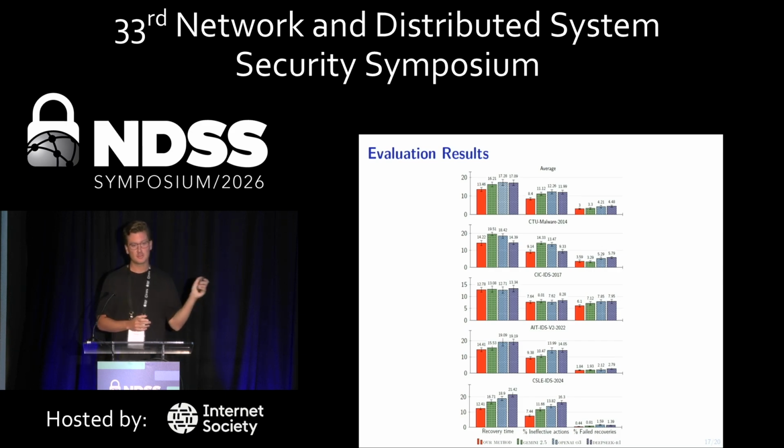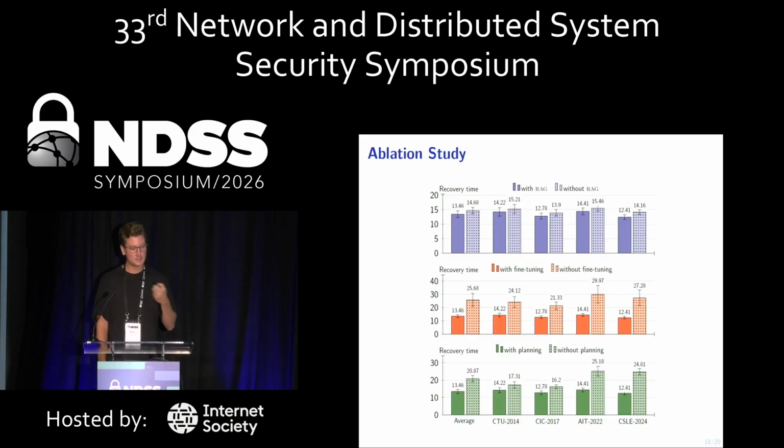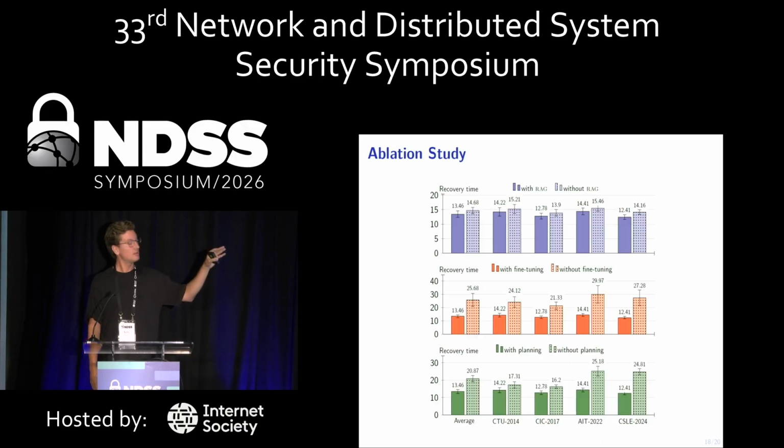And now, of course, the question is, what is it that drives the performance of our method? So why is it better than the frontier models in this case? And to answer that, we conducted an ablation study where we evaluated our method with and without each component or each step. So the first row is with and without information retrieval. The second row is with and without the fine-tuning. And the third row is with and without the planning algorithm.